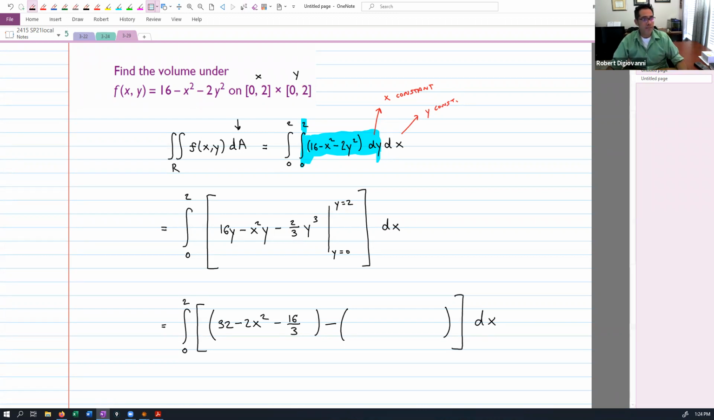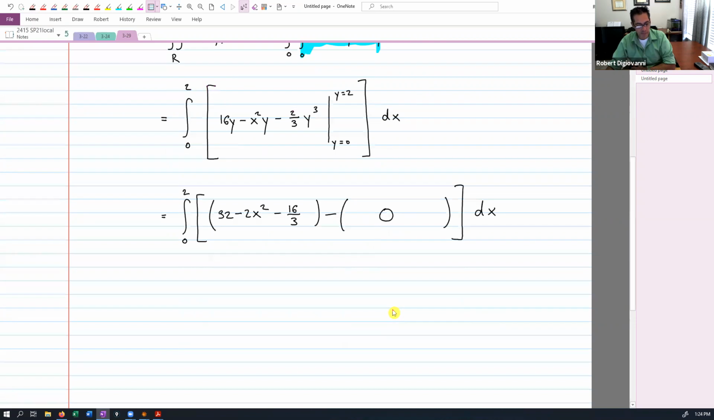Is that all right? Now just plug in 0. Well, that's easy because that just kills them all off, right? 0 here, 0 here, 0 here, everything's 0. And let's look what we have now. We have integral from 0 to 2, and then we have 32 minus 2x squared minus 16/3.